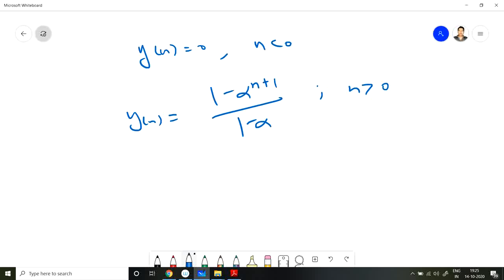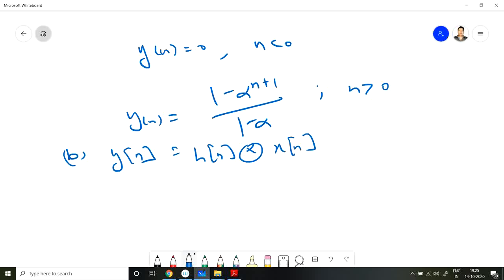Now let us compute the same by using part B. So what is part B? In part B, we have to find y[n] by using h[n] convolution with x[n]. So y[n] is equal to h[n] convolution with x[n], which is the summation from k equals minus infinity to plus infinity of h[k] x[n minus k].